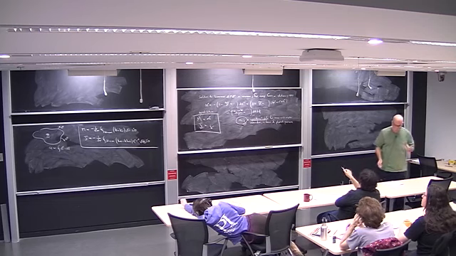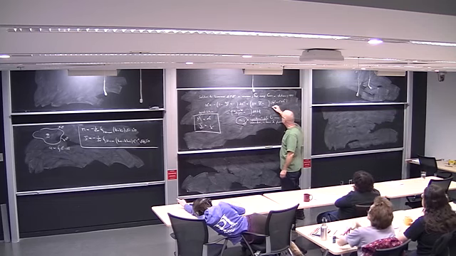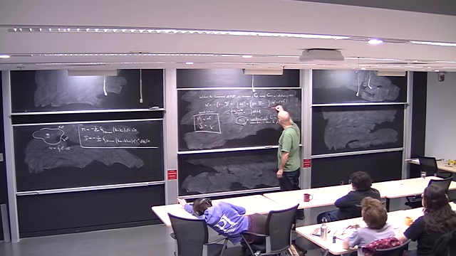Is there a special name for this coordinate system? Those are harmonic coordinates, or it's either called harmonic or De Donder.